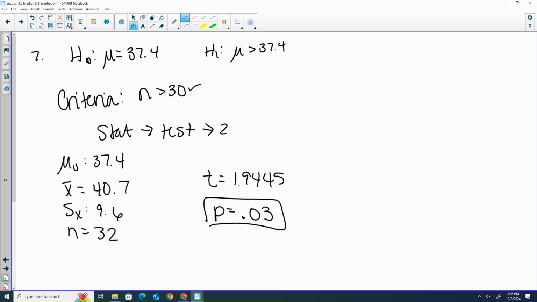So our P is 0.03. Alpha is 0.05, so what does that tell me? So we reached it. We have enough evidence to conclude that the mean is greater.